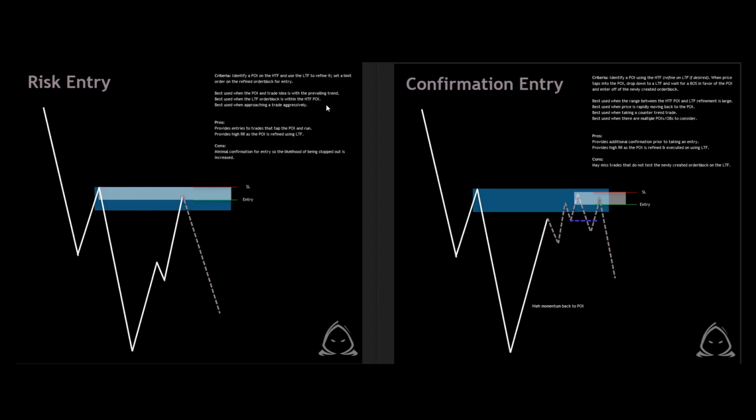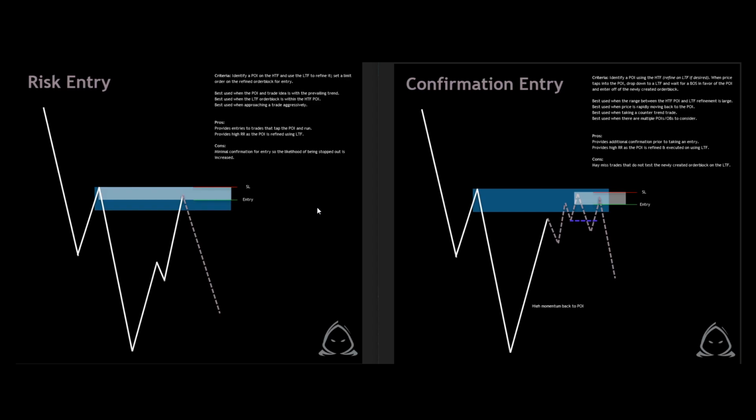While it doesn't provide as much confirmation, it does allow for an aggressive entry and provides a quick entry when you either are not able to be on the screens or if confirmation is just simply not available. So the criteria for this is you're identifying a point of interest on the higher time frame and using the lower time frame to refine that point of interest. Set a limit order on the refined order block for your entry. So an example would be using a 1 hour point of interest, refining that point of interest down to a 15-minute, setting a limit order on that 15-minute order block and waiting for price to tag you in and continue.